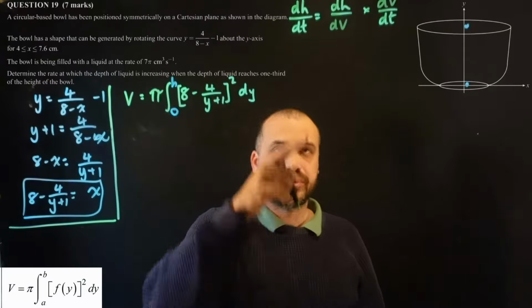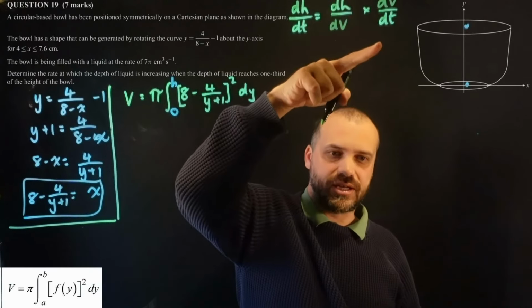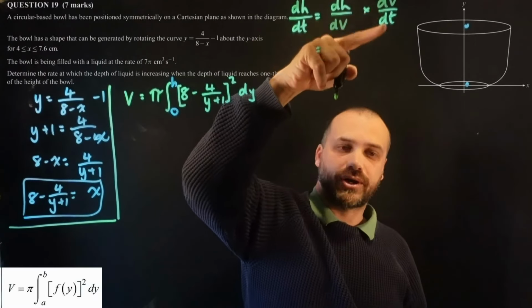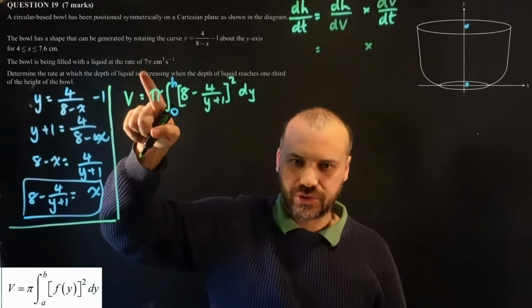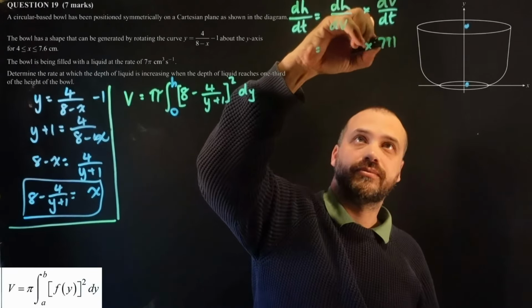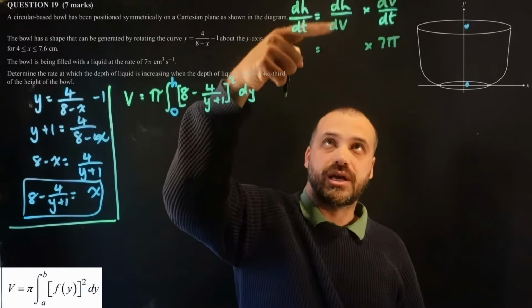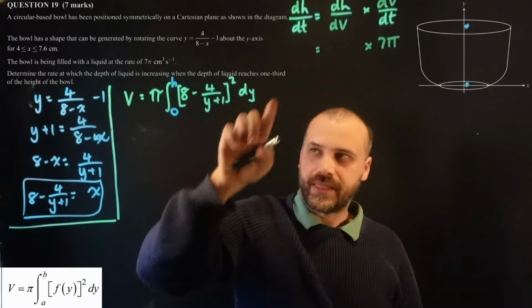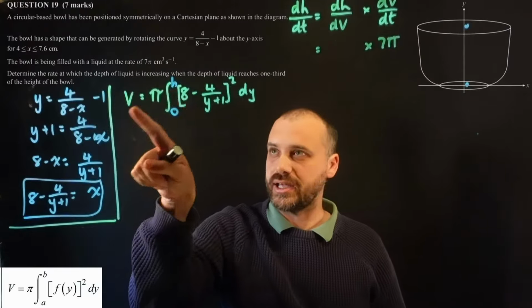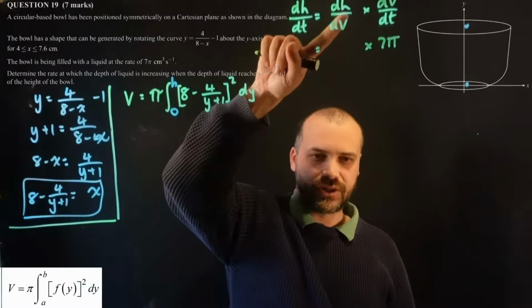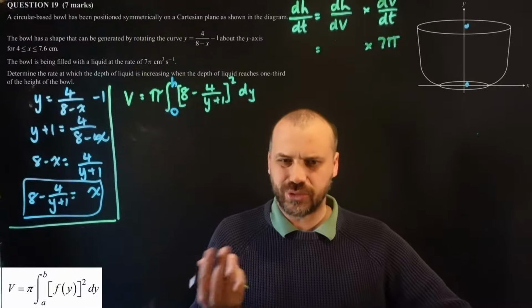Okay, this is really good. dH/dt equals dH/dV times dV/dt. And not only that, but I already know the volume with respect to time, it's equal to 7π. So what do I need? I need a relationship between h and V. And I kind of do have a relationship here between h and V. If only I could find some way to get this relationship a little more clear.